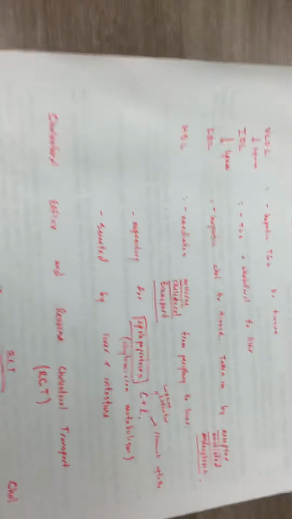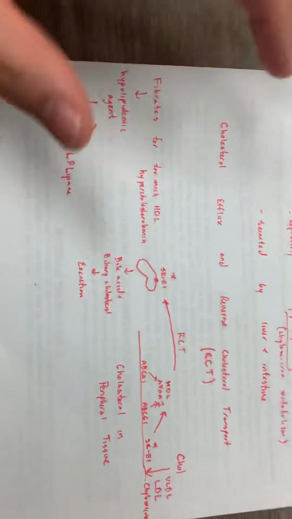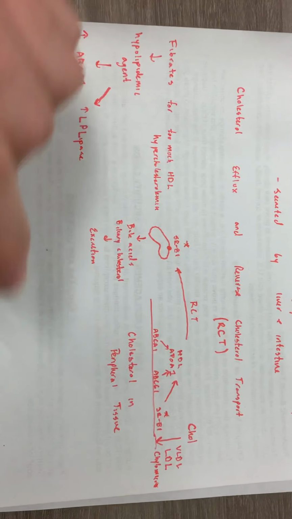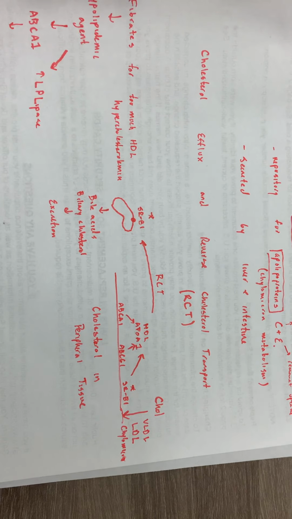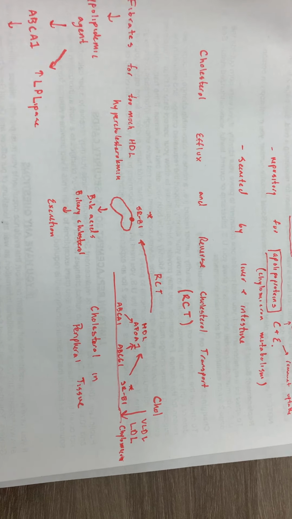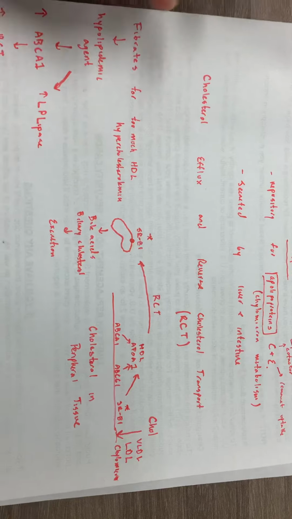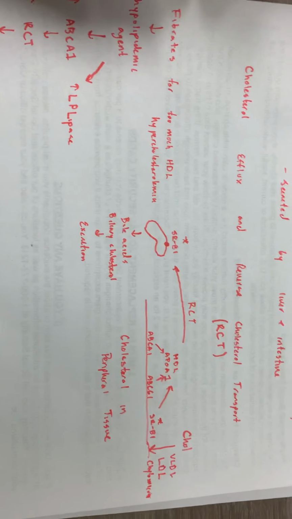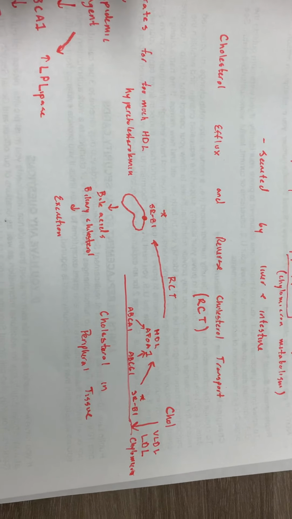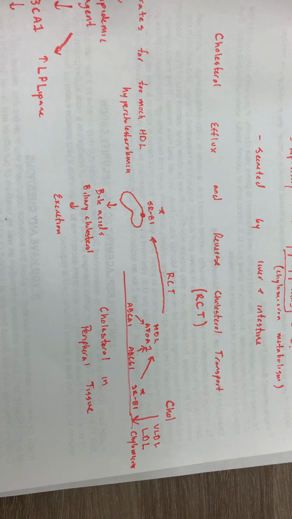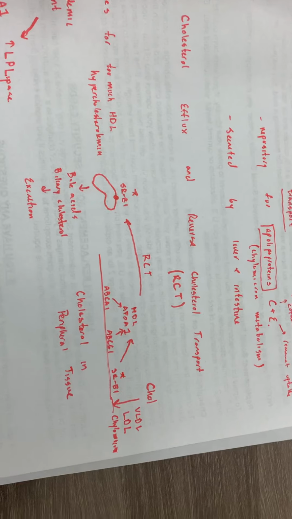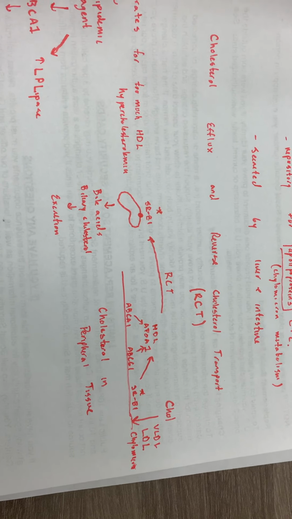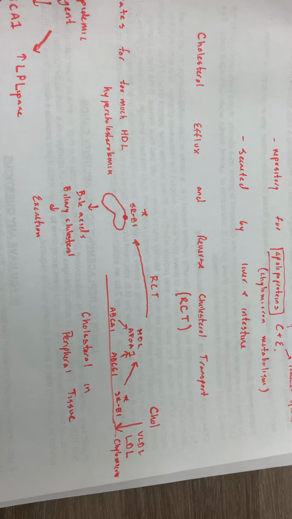Okay, so let's talk more about the cholesterol efflux and reverse cholesterol transport. So here's your cholesterol in your peripheral tissues. It got there through very low density lipoprotein, low density lipoprotein, and chylomicrons. Okay, bad. Too much bad. So you have these three receptors: ABCA1, ABCG1, and SRB1. SRB1 is a passive transporter. ABCA1 and ABCG1 are active transporters.